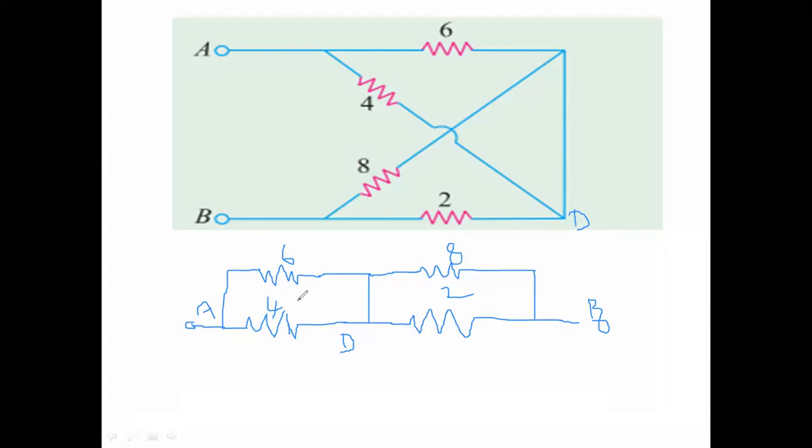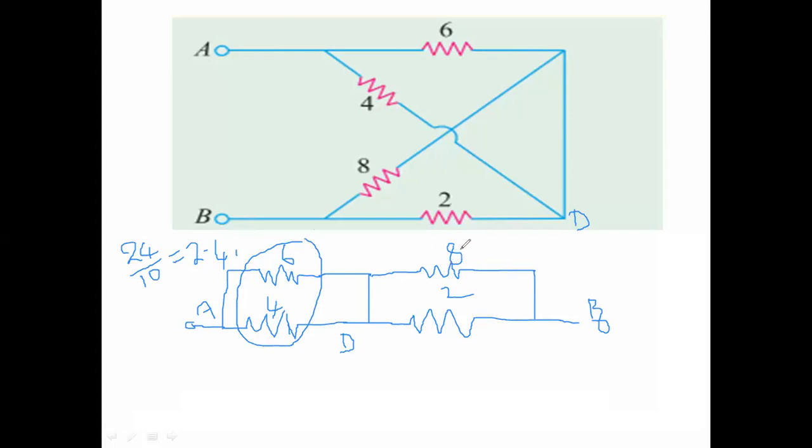The two obtained equivalent resistances are in series. 6 into 4 divided by 6 plus 4. So 6 into 4 is 24. That is R1 R2 by R1 plus R2. 24 by 10, that is equal to 2.4 ohms. Okay. So the equivalent of this combination is 2.4 ohms.